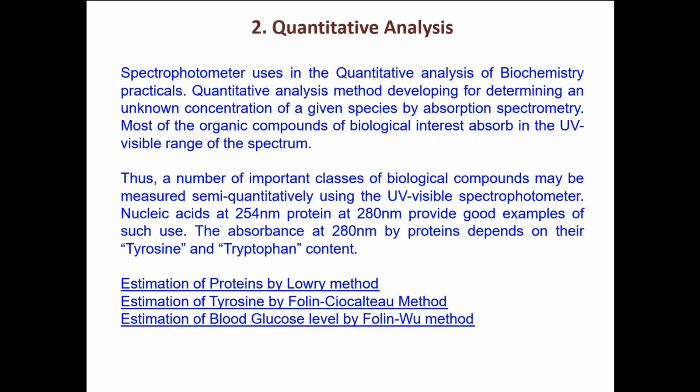Okay, and where do we use these quantitative spectrophotometric methods? Usually we use the estimation of proteins by the Lowry method, estimation of tyrosine by the Folin phenol method, and estimation of blood glucose levels by the Folin-Wu method. There are different methods even for DNA characterization, DNA concentration or RNA concentration. In these methods, what happens is that we finally develop the color.